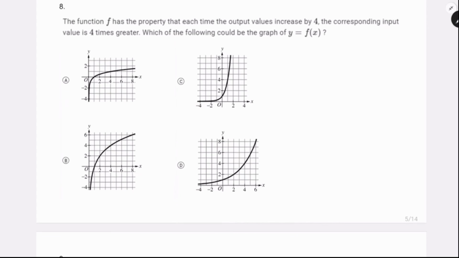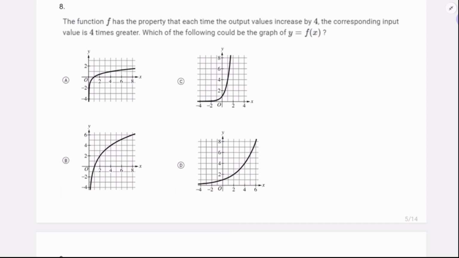Let's keep moving. Function f is, again, another question about the same property. Kind of wish I'd looked at these a little sooner and grabbed a couple of them for the test. Okay, each time the output values increase by 4, the corresponding input value is 4 times greater. Inputs are multiplying, outputs are adding. Okay, so it's got to be a log function. And so the only ones that are looking like log to me are A and B, right? C and D are looking like exponential growth.